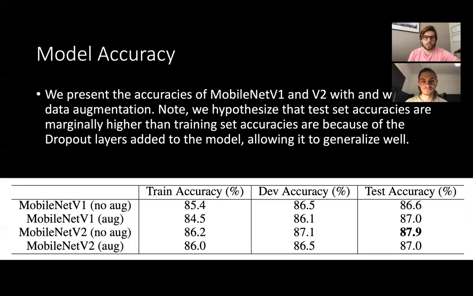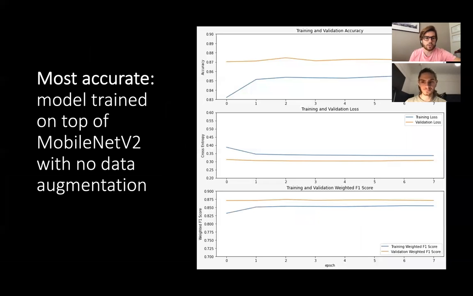So here's a quick chart with the model accuracy. First, as we mentioned, we tried two different approaches, training our own model on top of MobileNet V1 as well as MobileNet V2. And we also tried two different variations, one with data augmentation and one without it. As you can see, the model that performed the best was the one trained on top of MobileNet V2 with no data augmentation. In the next slide, we can check out some data about it.